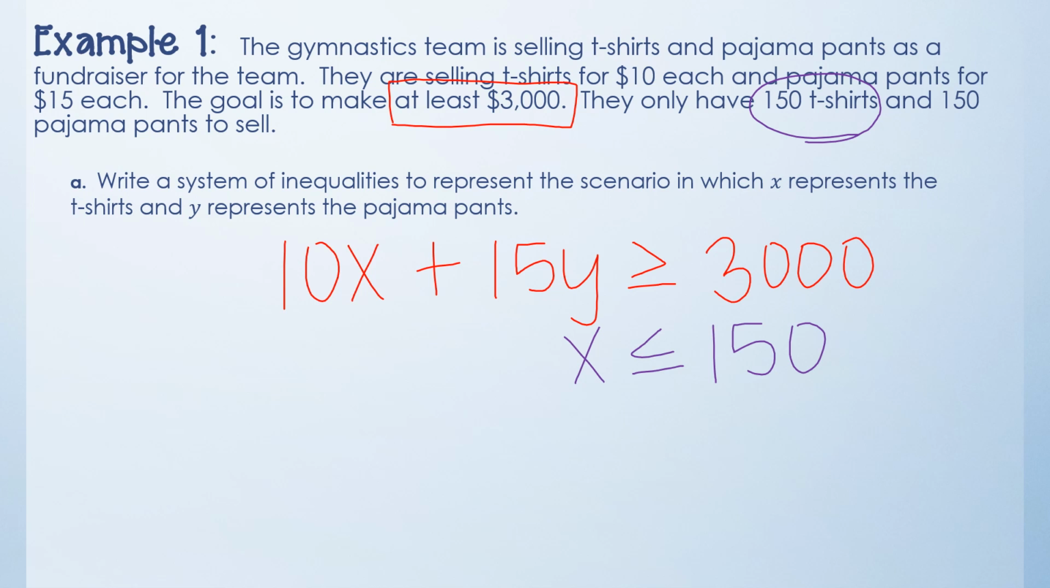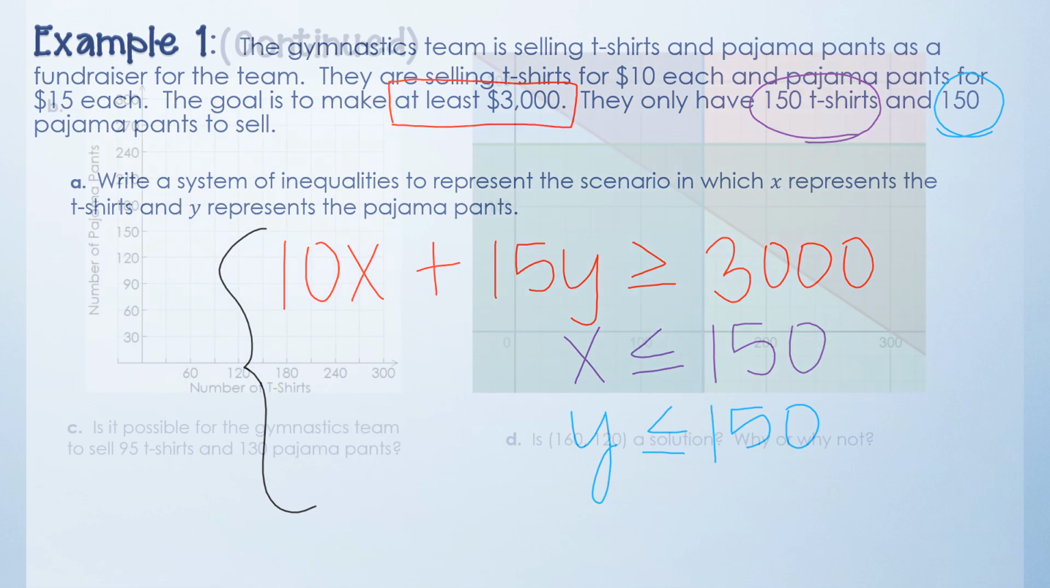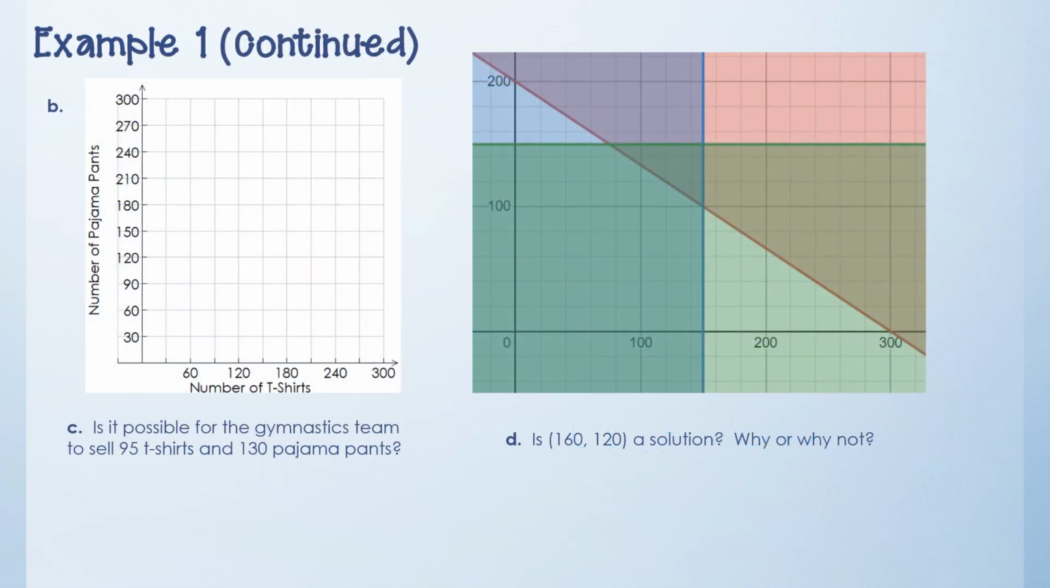Then for the pajama pants, it's the same scenario. There are only 150 pajama pants to sell. So pajama pants is Y, and that needs to also be less than or equal to 150. And this is my system of inequalities. So now we're going to graph it. We're going to answer a few questions about it.